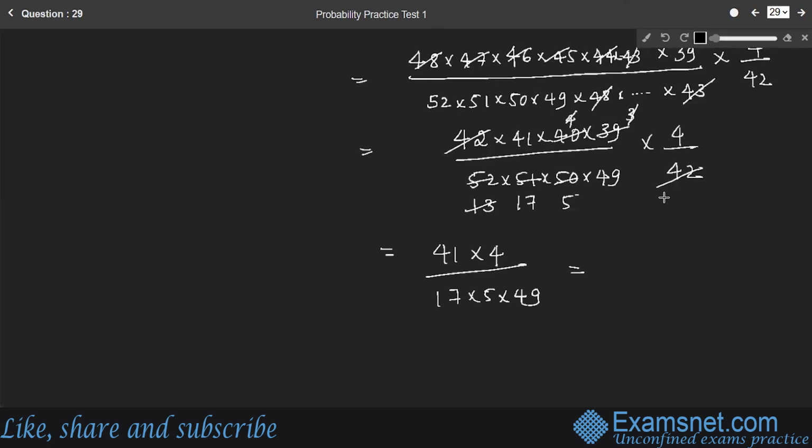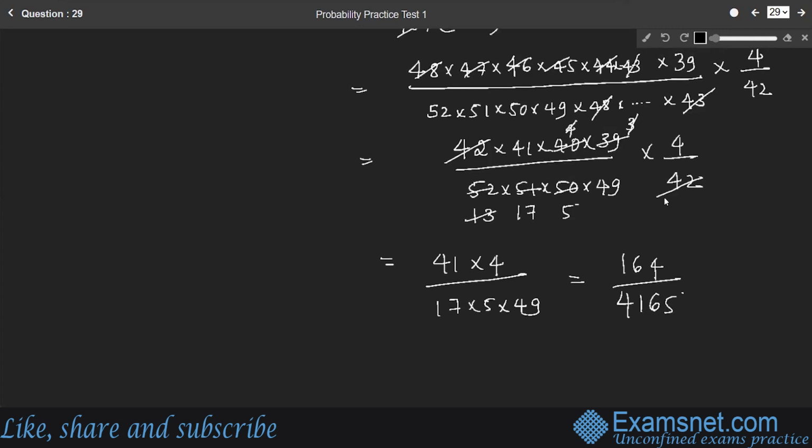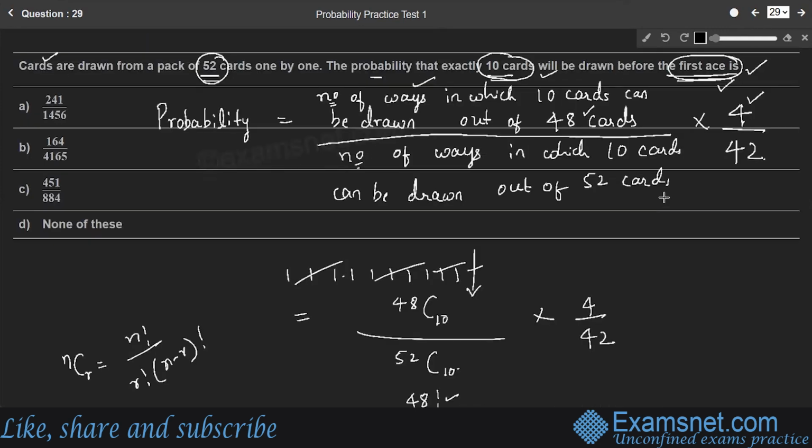Therefore, the required probability is, so 41 into 4 is 164, whereas the denominator is 17 into 5 into 49, which is 4165, right? 164 by 4165. So the probability that exactly 10 cards will be drawn before the first ace is 164 by 4165, right? So option B is the right answer.